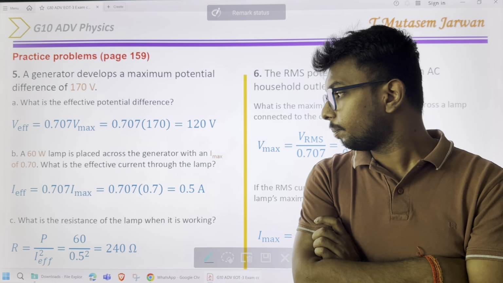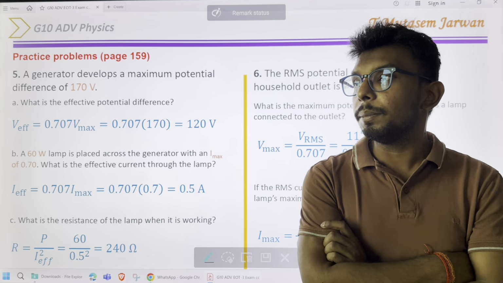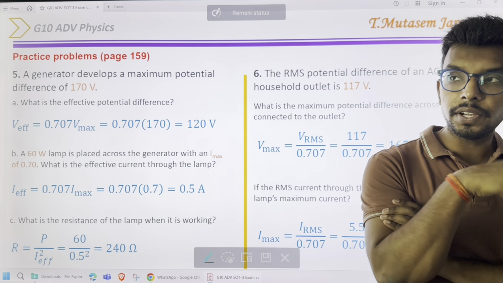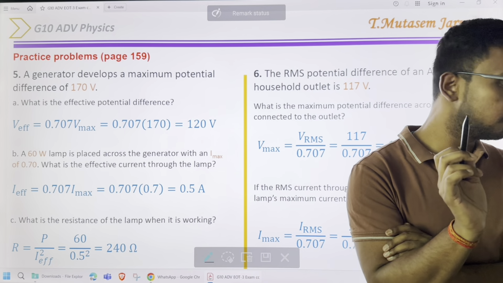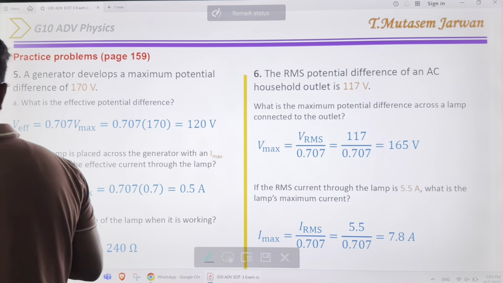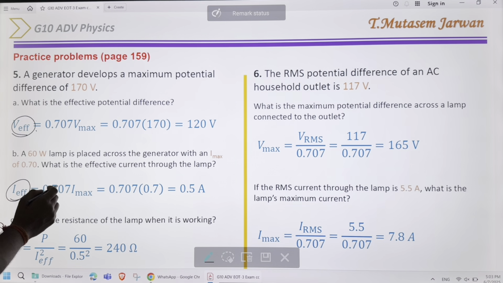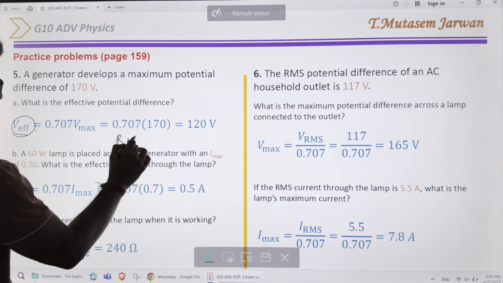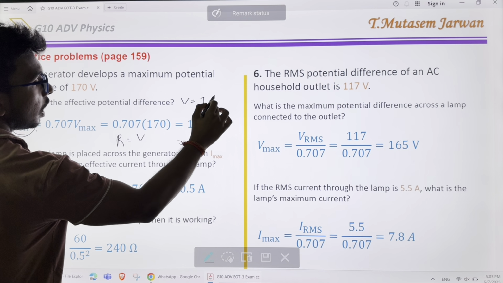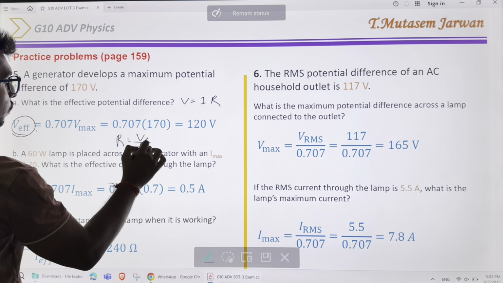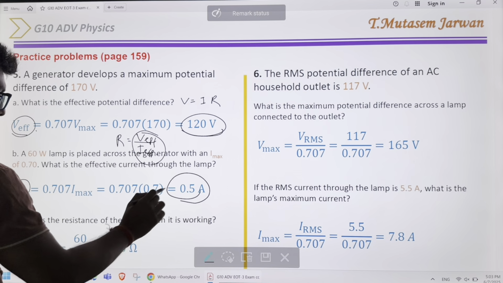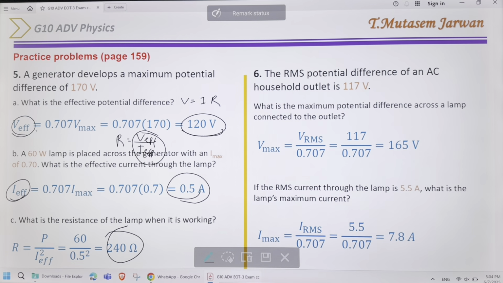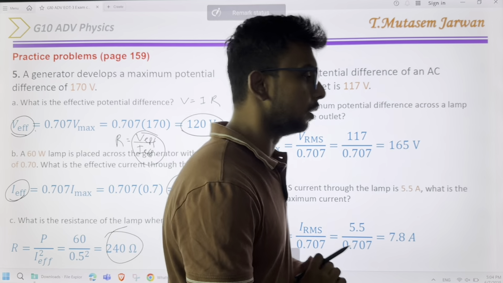What is the resistance of the lamp when it is working? Remember, when you are using V effective, then you use I effective to find out the resistance. When you are using V max, use I max to find out the resistance. So here you have the I effective, you have the V effective. All you have to do is, V equals IR, and resistance will come out to be V over I, so V effective over I effective. You can do 120 divided by 0.5, that will come out to be 240 ohms. Or you can use the power expression, that's completely up to you.